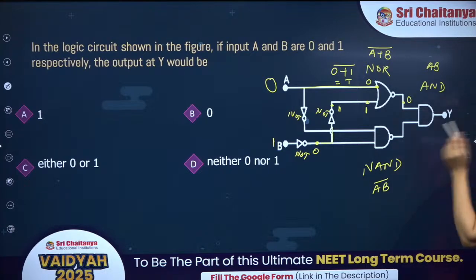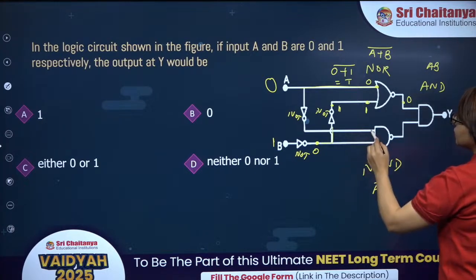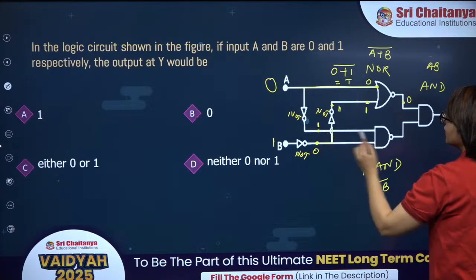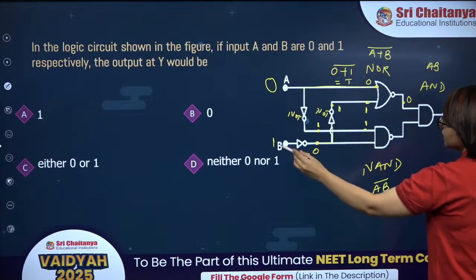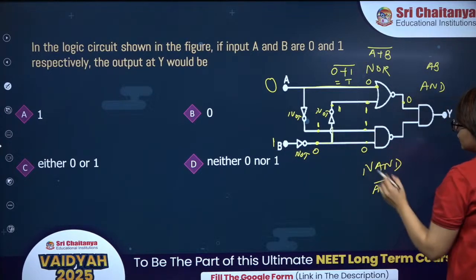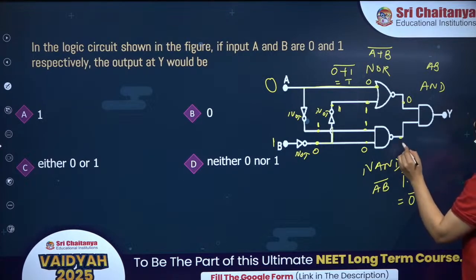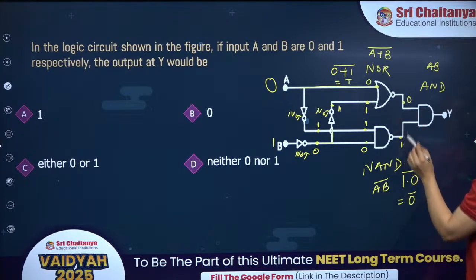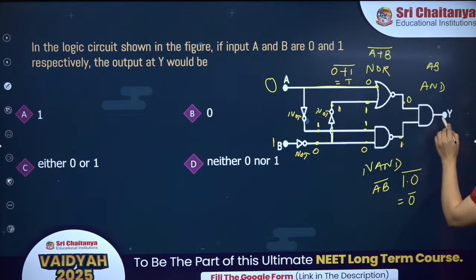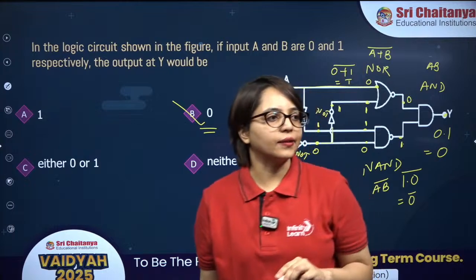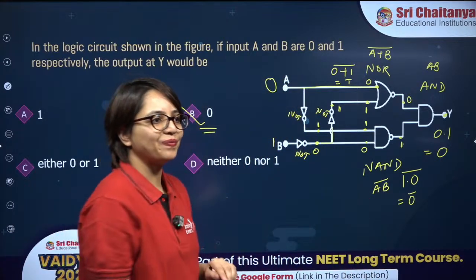Now for this AND gate over here, the input A is passing through NOT. So 0 is passing through NOT, so it will become 1. So 1 is the first input. The other input is 1 passing through this NOT, so it will become 0. So it is 1 into 0 whole bar, which is 0 bar, which is equal to 1. Now this 0 and 1 both pass through this AND gate. So the final output Y will be 0 into 1, which is equal to 0. So the correct answer is option B. Well done guys, good job everyone.